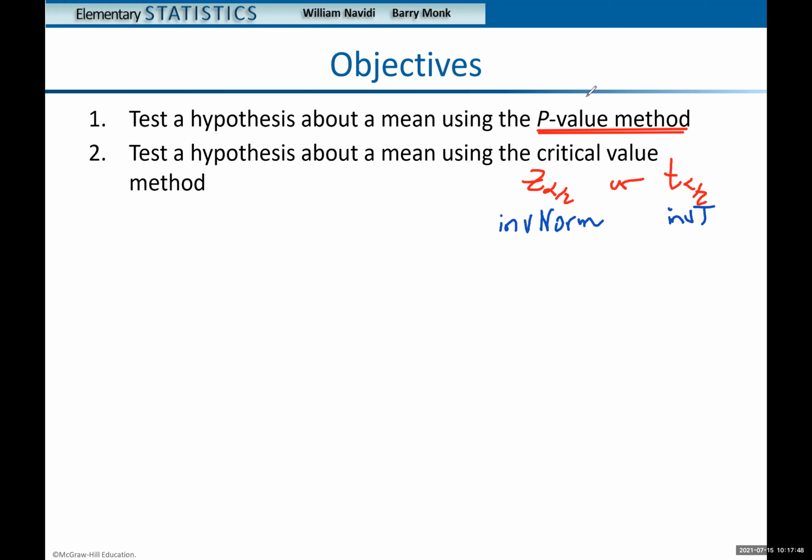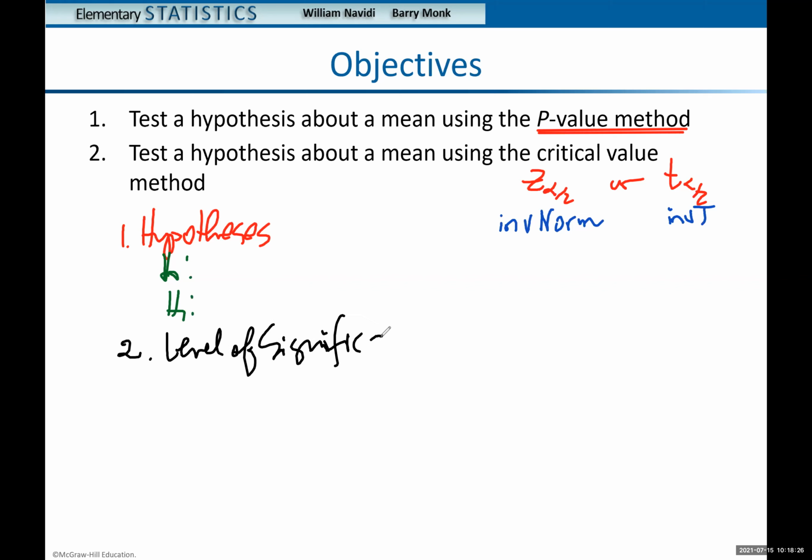Okay. So before we start with hypothesis testing with the p-value method, what are the steps in constructing your hypothesis testing? So let's review that again, and I want you to copy this. Number one is state your hypothesis. That is your H0 and H1. That's step one. Step two is a level of significance, meaning that is your alpha.